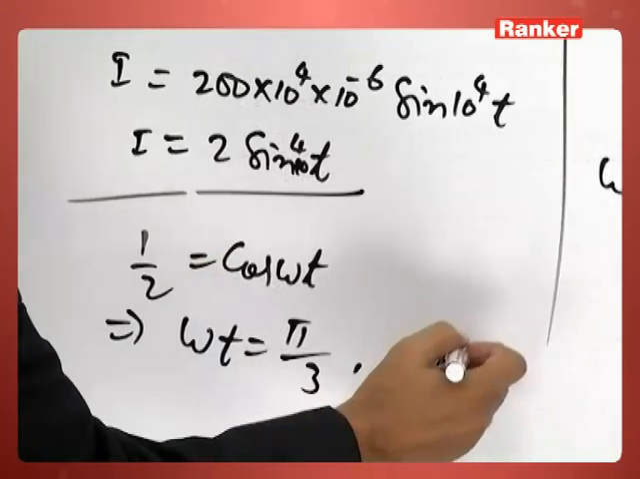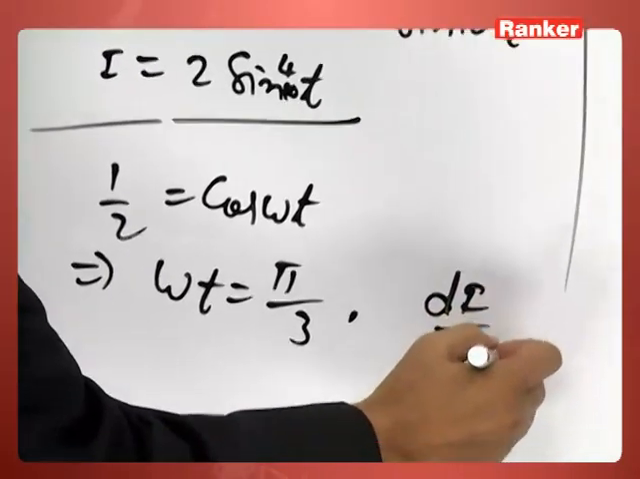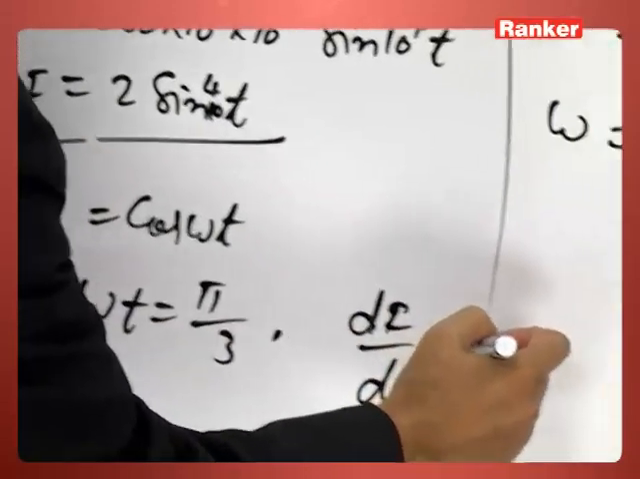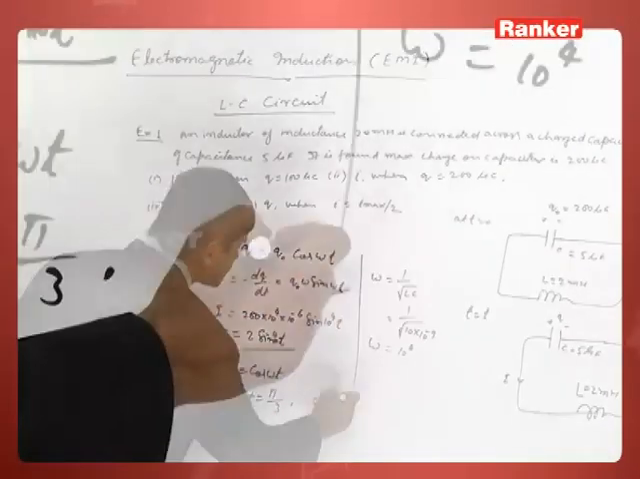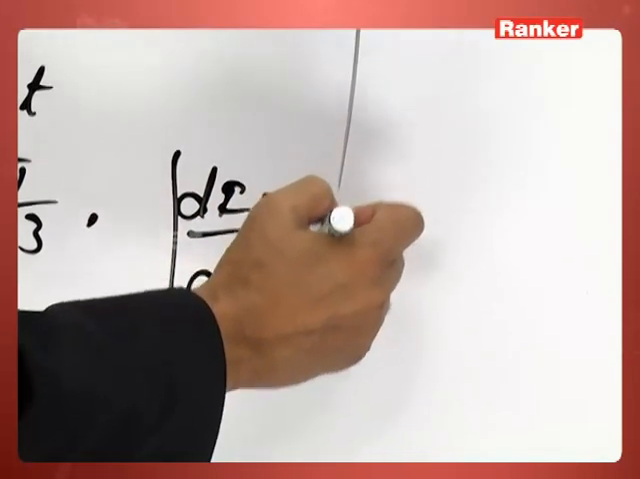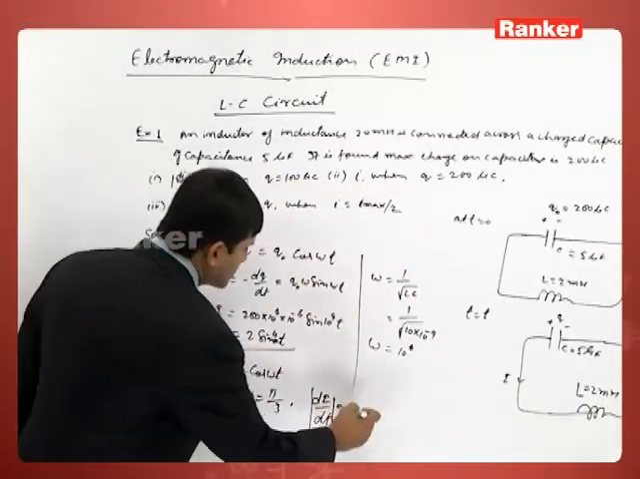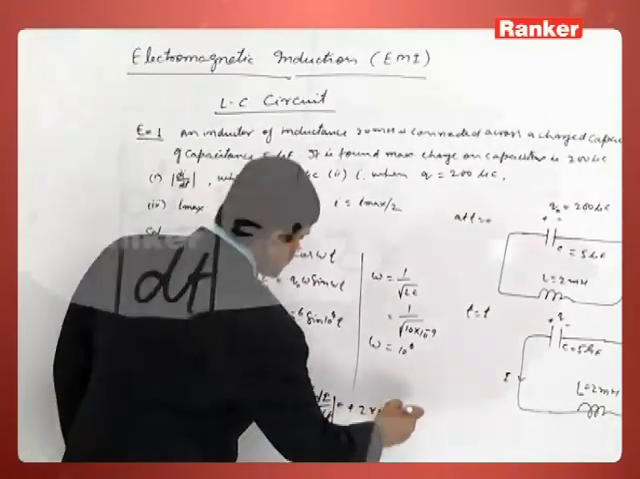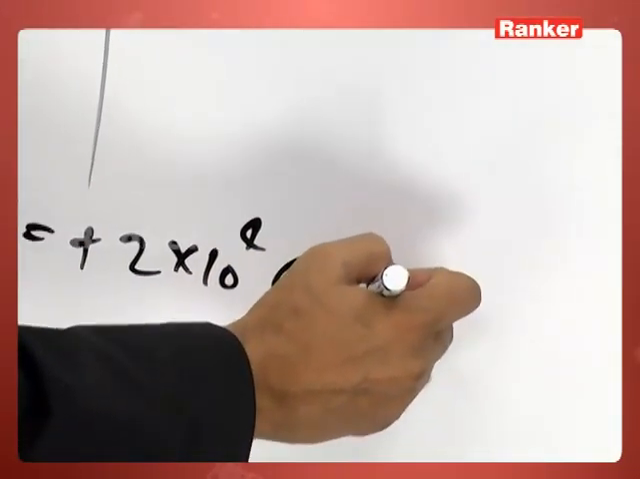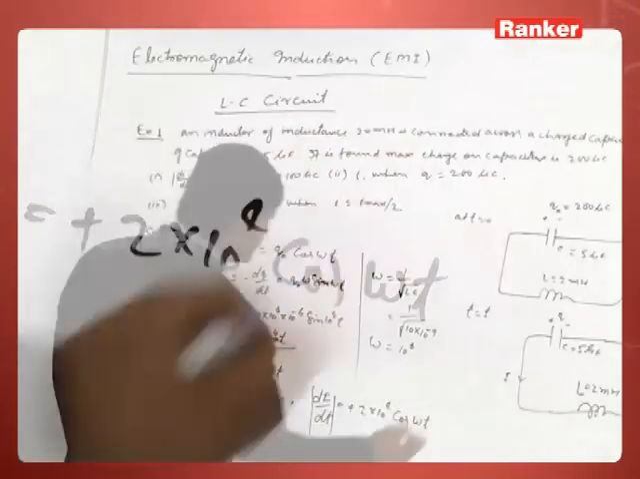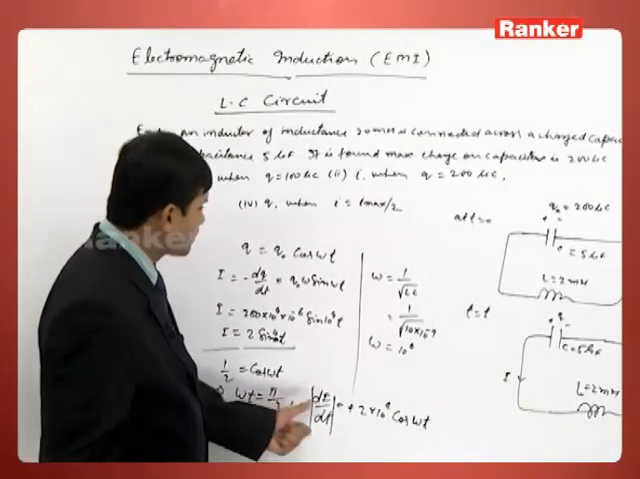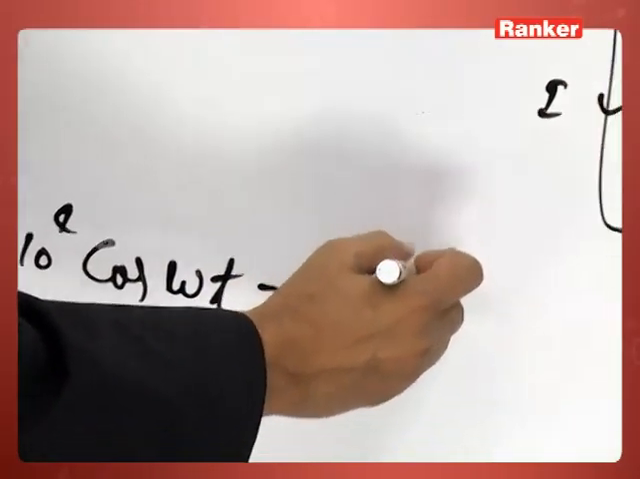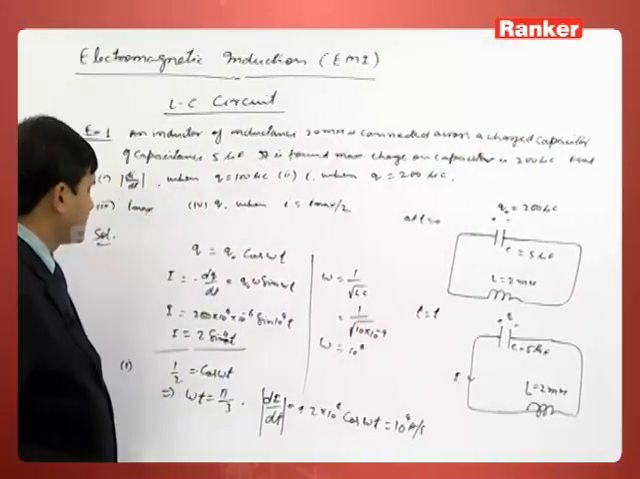So di by dt, from this expression, is minus, but you are asking for the modulus, so there is no need to take the minus sign. It is 2 into 10 to the power 4 cos omega t, and cos omega t is 1 by 2, so this is 10 to the power 4 ampere per second, that is di by dt.